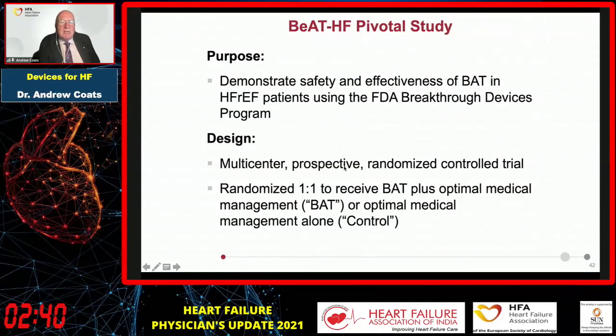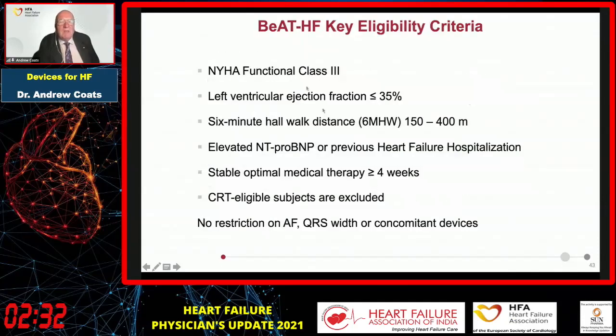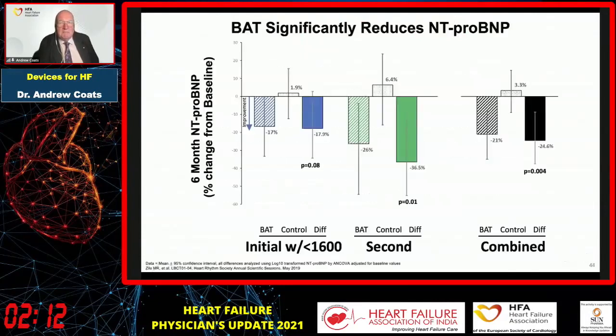It was a multi-center prospective randomized controlled trial of baroreflex activation therapy compared to optimal medical therapy alone. NYHA functional class 3 patients, all with low ejection fractions, limited exercise tolerance, elevated N-terminal proBNP, and standard optimal therapy. Patients who were eligible for CRT were excluded to make sure there was no interaction between the baroreflex stimulation and CRT.